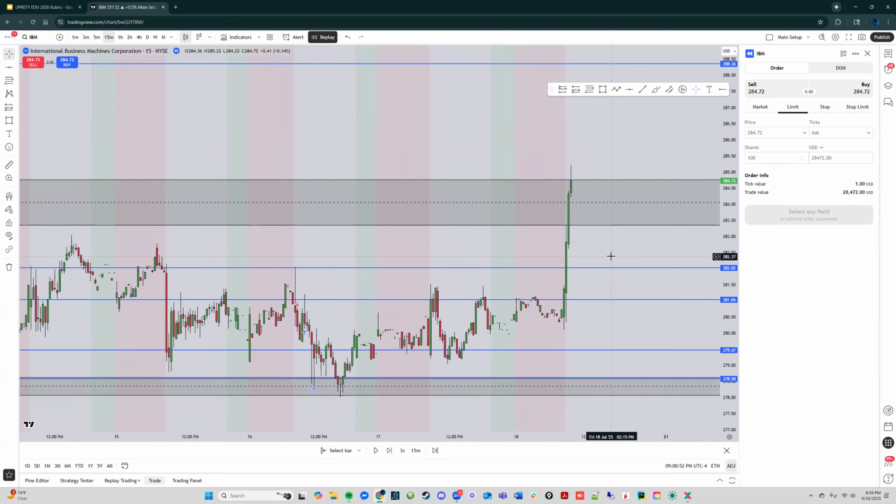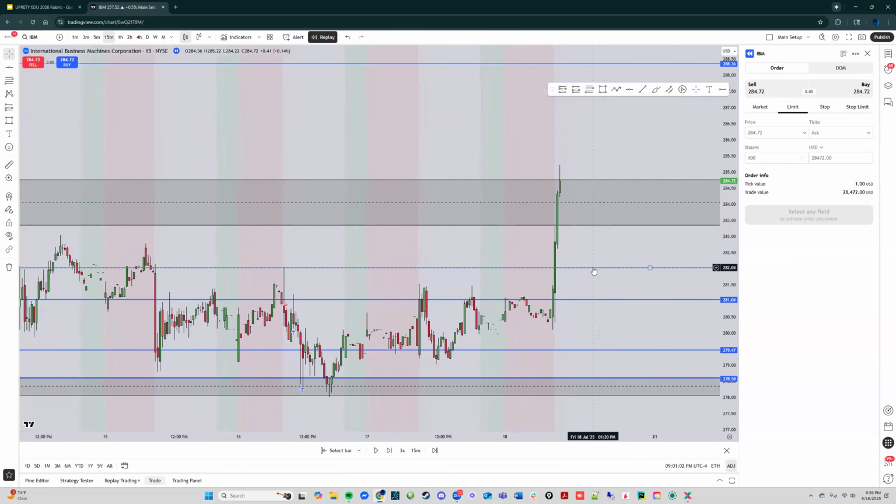Once again, are we above this zone? We are not above the zone yet. You guys let me know when you want to long or short. There's no right or wrong answer. You guys just let me know.